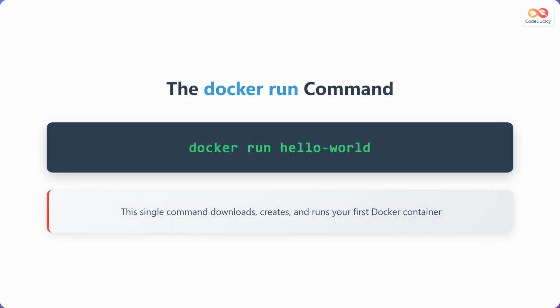To run the Hello World container, you'll use the docker run command. The command is docker run hello-world. This single command automates several steps, including downloading the image if it's not already present on your system, creating a container from that image, and then running the container. Essentially, it encapsulates the entire process of getting a container up and running with a single straightforward instruction.